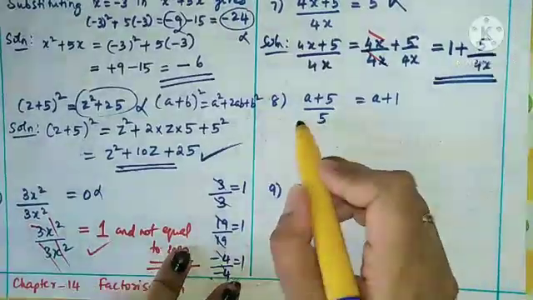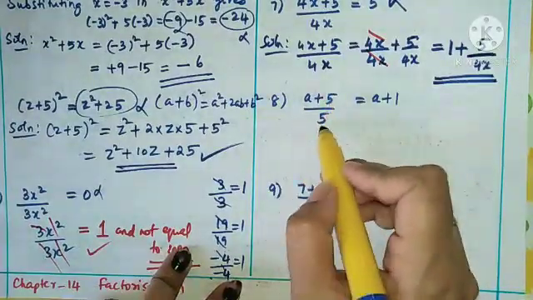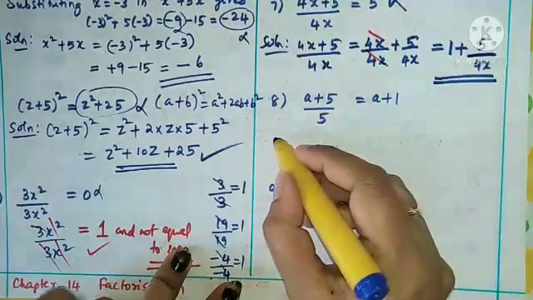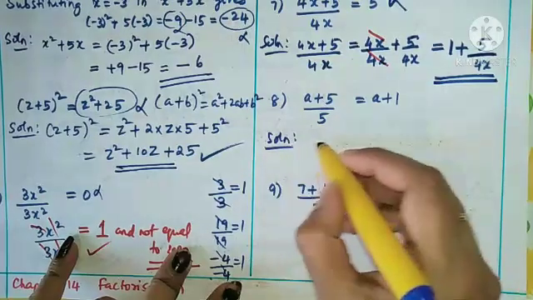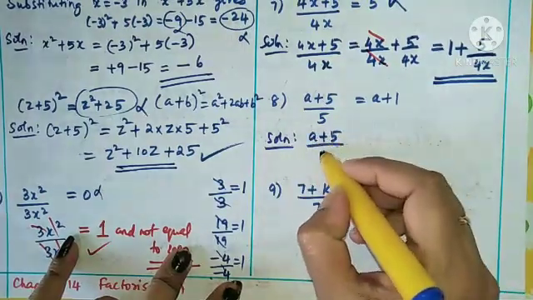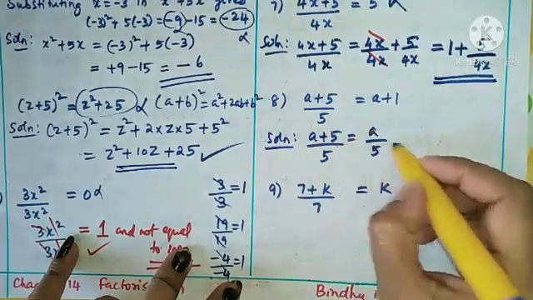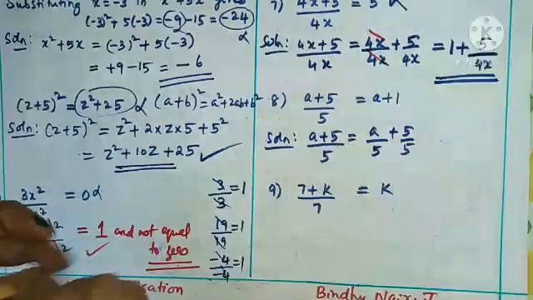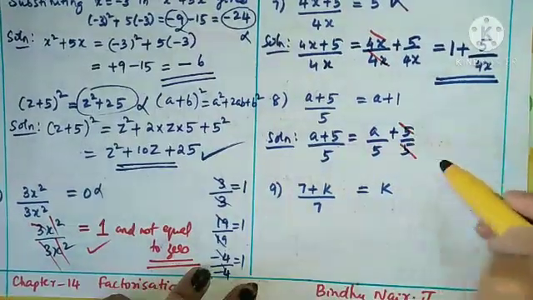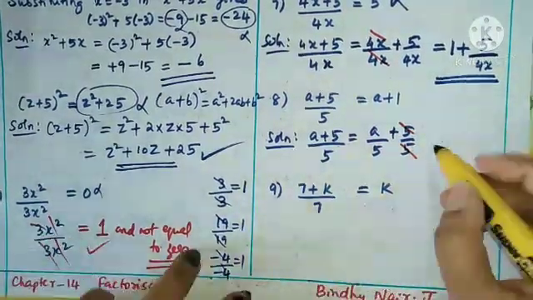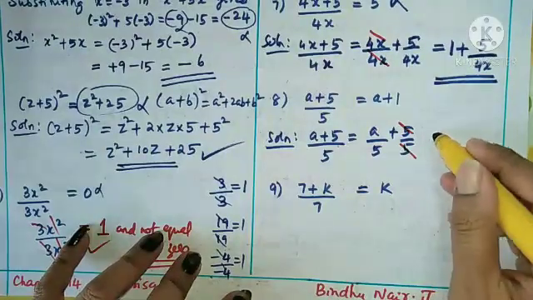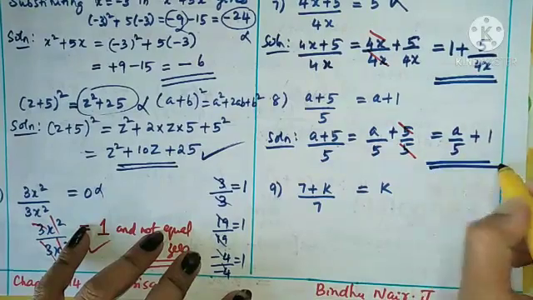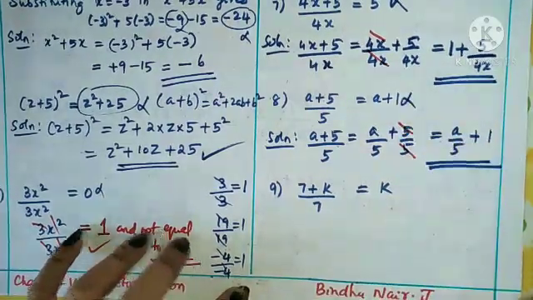Now see the next question. The same way, (a + 5) by 5. Don't cut this 5 and 5 because it is addition here. So here also you can write, similar to the previous problem, (a + 5) by 5 equal to a by 5 plus 5 by 5. You split the numerator. Now easily this 5 and 5 can be cancelled. So in that place 1 will come and you will get the answer a by 5 plus 1. So this is the correct answer. This is wrong: a plus 1 is wrong.